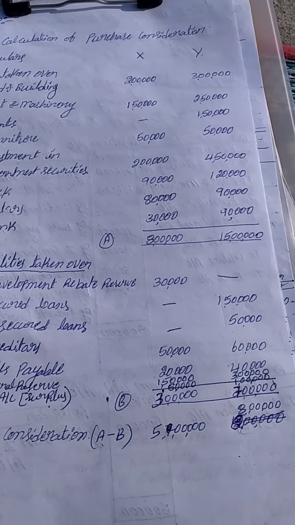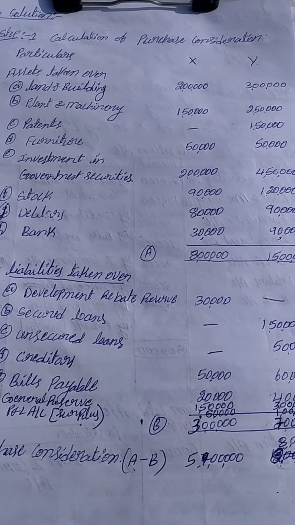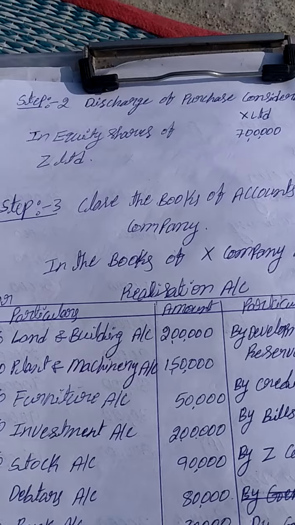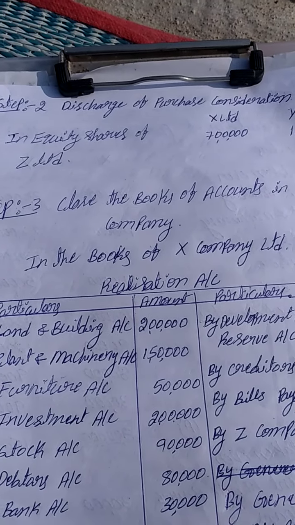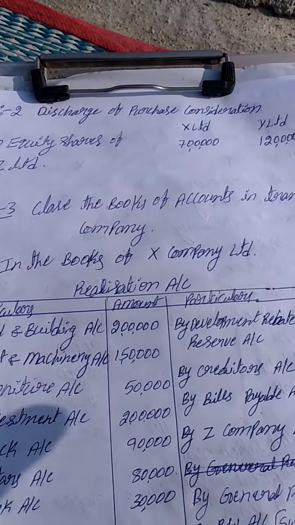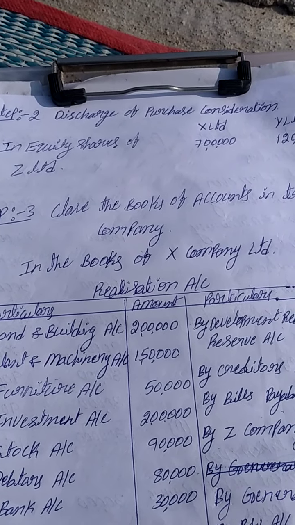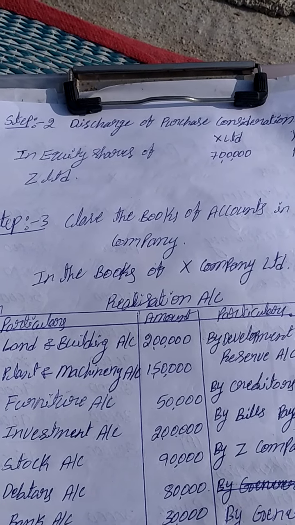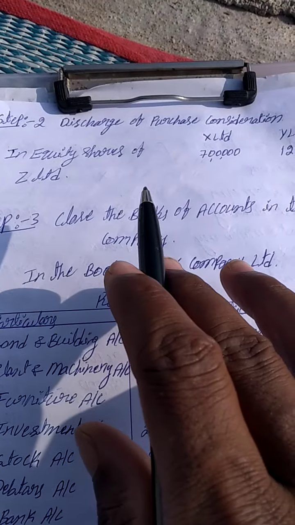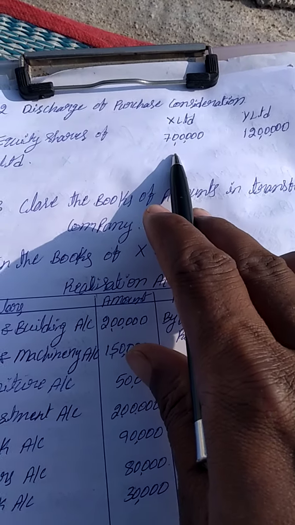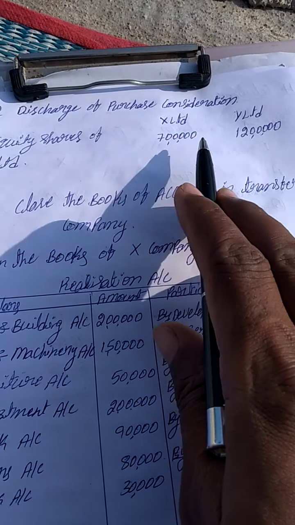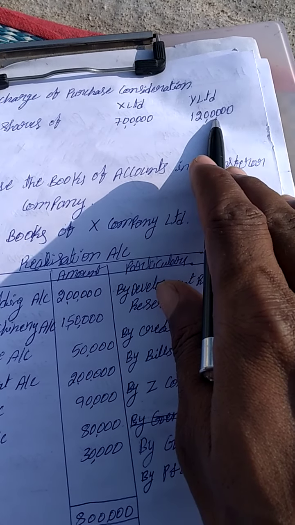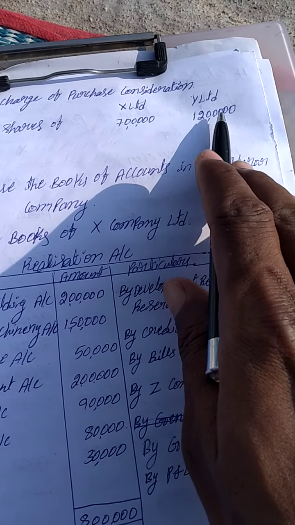Next step is step number 2, discharge of purchase consideration. Here the discharge method isn't given, which means you have to understand that the entire purchase consideration is given through the issue of equity shares. In equity shares of Z Limited, the entire 7 lakh purchase consideration is going to be issued in the form of equity shares, and to Y Limited we are going to issue 12 lakhs as purchase consideration.